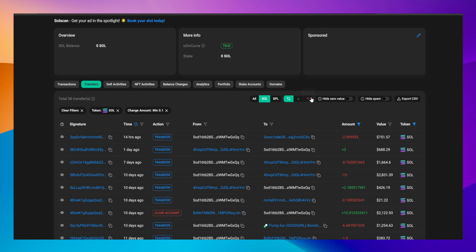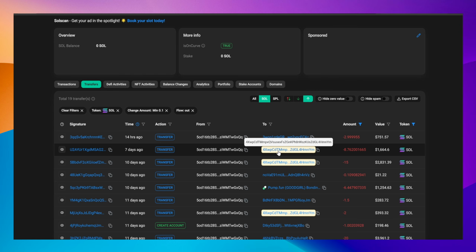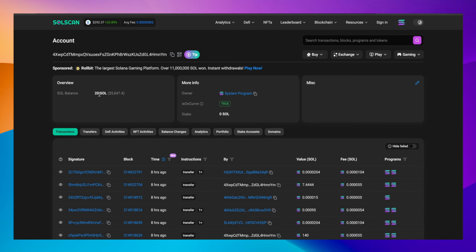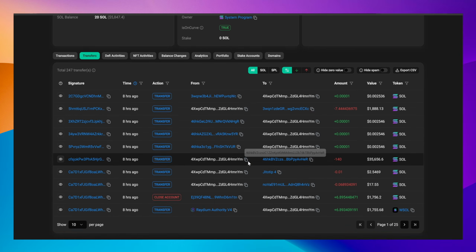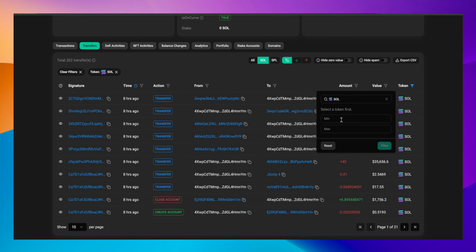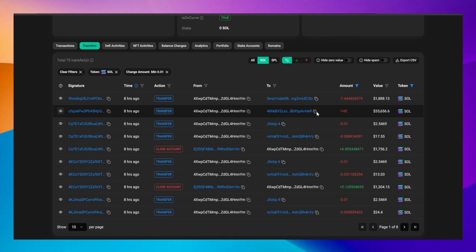So I'm going to filter by outflow, and let's see that 7 days ago, this wallet sent 8.8 Solanas to this other address, which is very, very common. So let's open it. Looks like the retrieval of profit. And as you can see, this wallet has 20 Solanas. So let's filter once again by Solanas. Amount is going to be above 0.01. Yeah. And let's look. It retrieved 140 Solanas to this wallet.